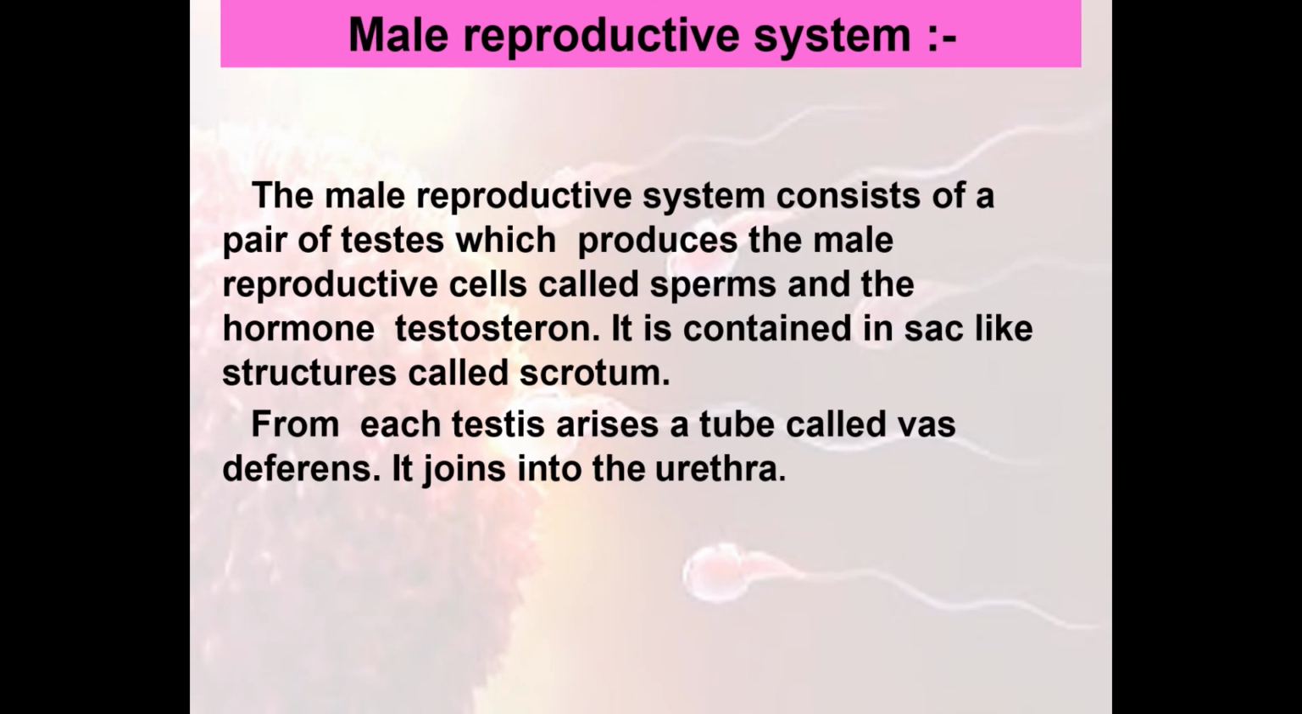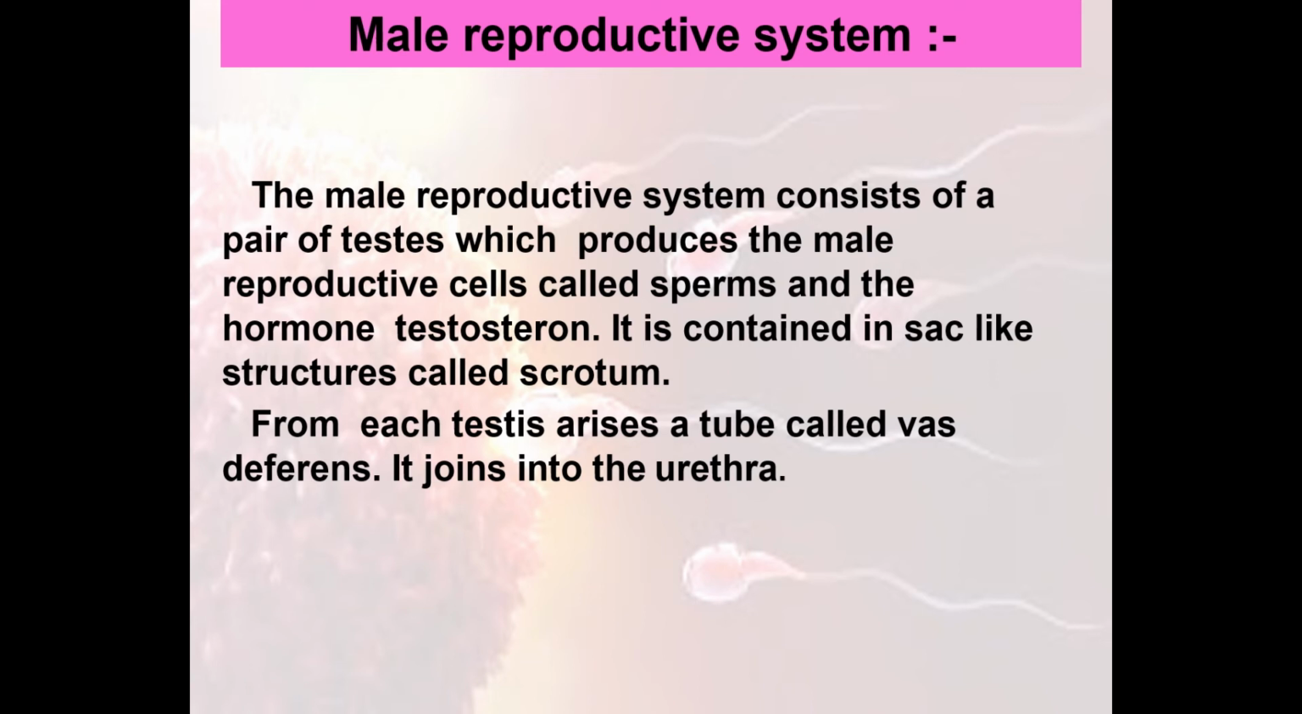Now let us study the structure of the male reproductive system. This is made up of a pair of testes that produce the male reproductive cells, which are called sperms, and they secrete the hormone testosterone. Testes are present in a sac-like structure called scrotum. Testes are not present in the abdomen. These are present in a separate sac, scrotum.